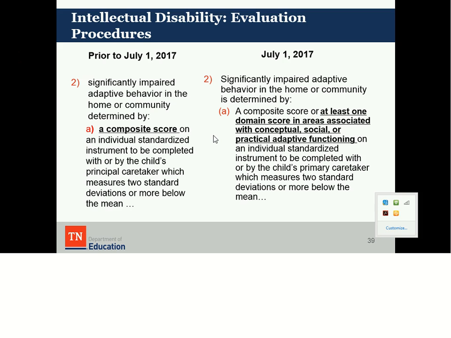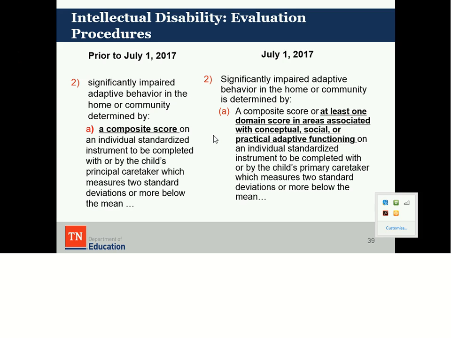Now what we're stating is that we're trying to go back to best practice and what the common understanding is, and that's that there's at least one domain of adaptive behavior that's impaired, or the global composite. So one domain or more, or the global composite, is impaired. And those domains of adaptive functioning are termed conceptual, social, or practical adaptive functioning.